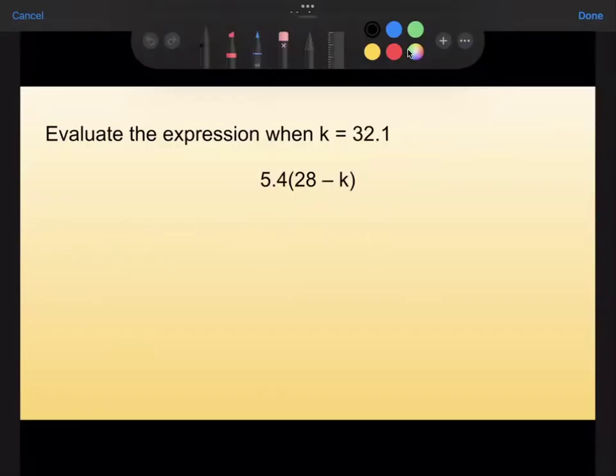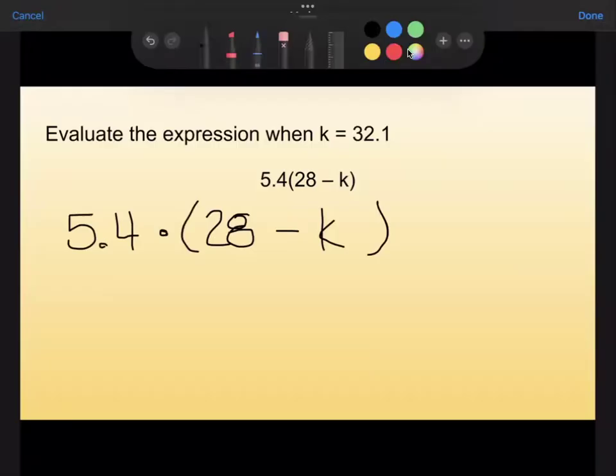Okay, here is our last example for today. We're going to evaluate this expression, 5.4 times 28 minus k, when k is equal to 32.1. So I'm going to go ahead and rewrite it as 5.4. Now, when you don't have anything in between a number outside the parentheses and an expression inside the parentheses, that means to multiply. So I know this is times everything inside the parentheses, 28 minus k.